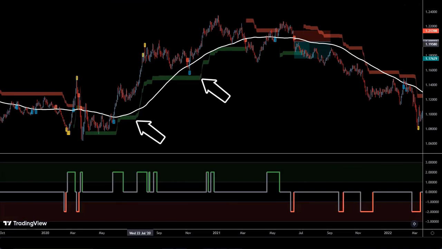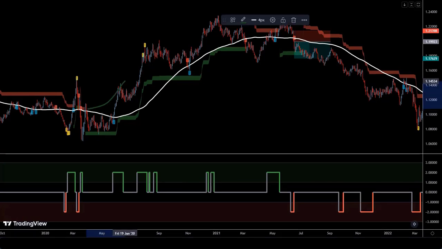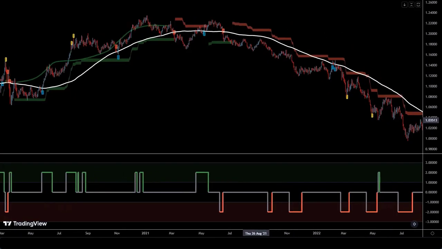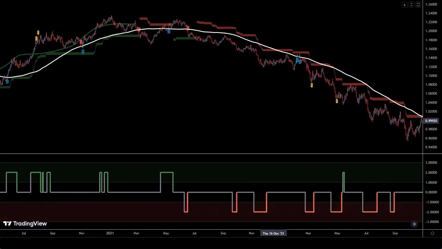Whenever the price is above this indicator and the indicator's color is green, that means we are currently in an ascending market and we are allowed to enter long trades. And there's the opposite. If the price is below this indicator and the color of the indicator is red, that shows we are in a descending trend and we can only enter short trades.